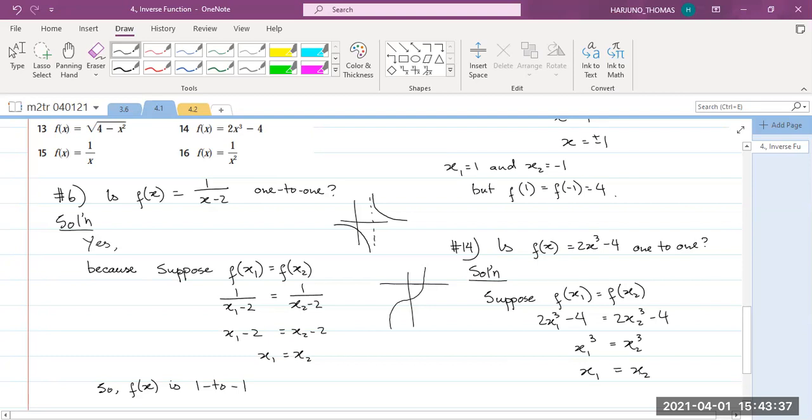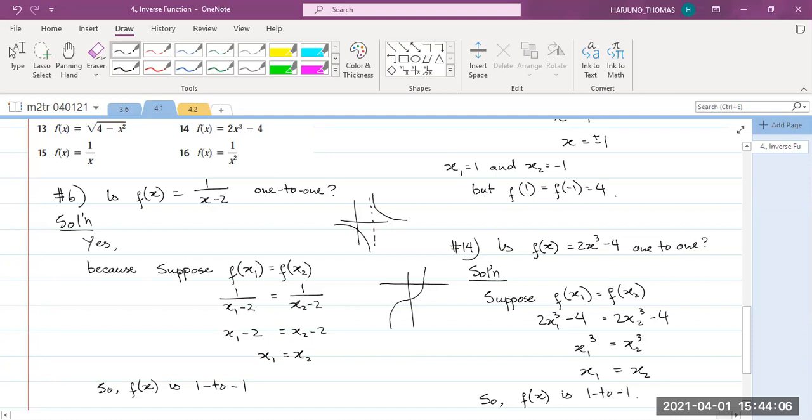Right? Now, cube root is a one-to-one operation. So when you apply cube root, you don't need to use plus minus, right? Okay, now because it leads to the fact that x1 equals x2, then f(x) is one-to-one.